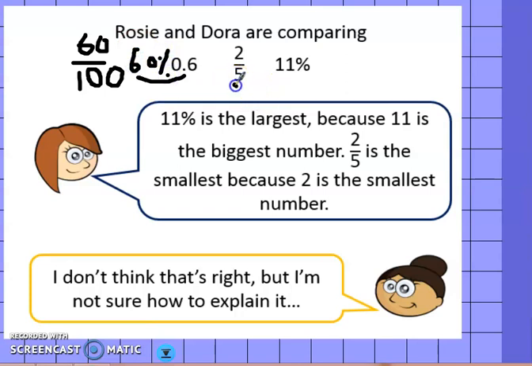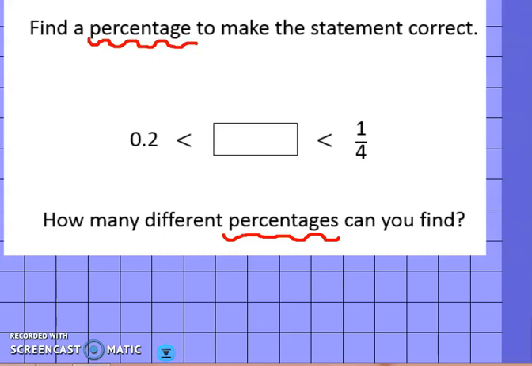We need to convert 2/5, the fraction. How many 5s go into 100? There's 20, so times that by 20 to make your denominator 100. And then what is 2 times 20? Well done if you knew the answer is 40, which means that that is 40%. So 11% is the smallest out of all the percentages that we've got. So Rosie is incorrect.